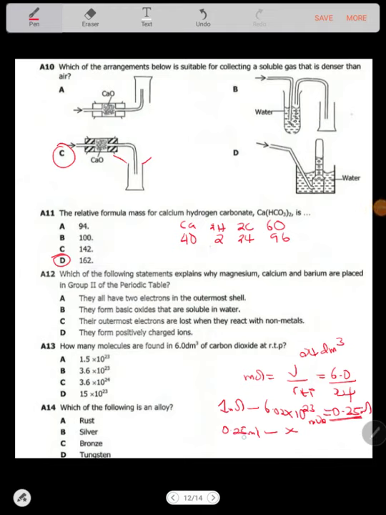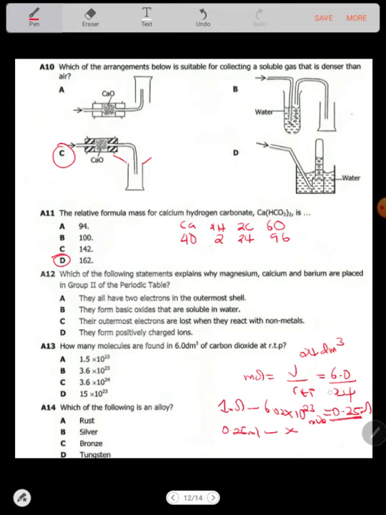So what we have here is 0.25 moles. This is what we call Avogadro's constant, or Avogadro's law, which says that one mole of any gas contains 6.02 times 10 to the power 23 molecules, ions, atoms, or particles.